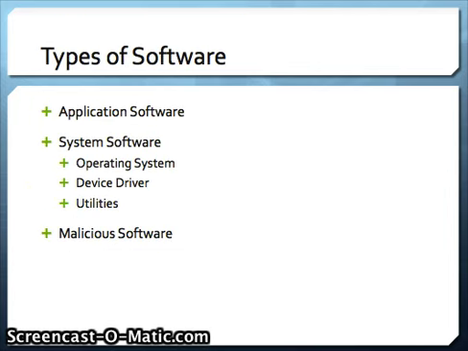Types of software include application software, which are the icons that you click on your computer to run different functions. System software, which is the operating system, the device driver, and utilities. And also there's malicious software, which can have a negative impact on your computer. So we try to avoid that type of software.